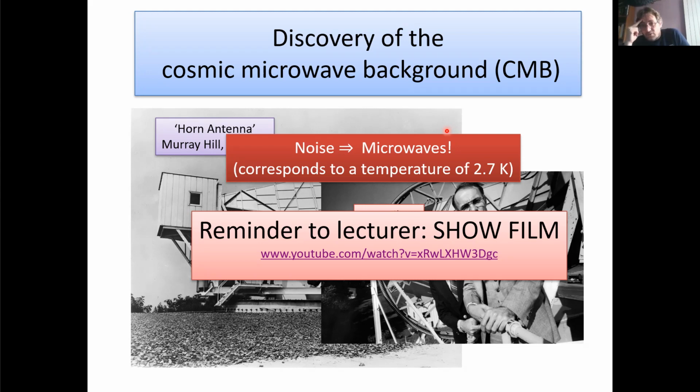These two guys were not the only ones that detected the microwaves. If you take a break now, or click on this link that is provided in the lecture notes, you will see how every one of your grandparents, and maybe even parents, detected this microwave background, this constant noise, with their TV.